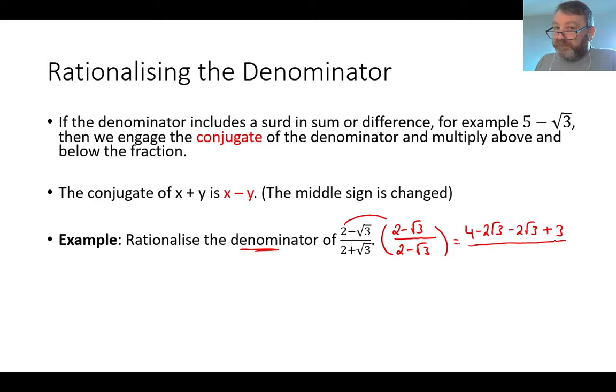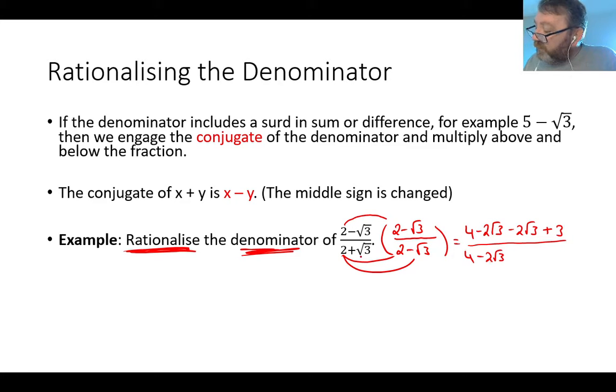Now do your bottom line. And this is where you've got to pay attention, because we want to rationalize the denominator. So we're working, hopefully, to get the bottom number down to a real number, or a rational number. So 2 times 2, 4. 2 times minus root 3, minus 2 root 3. Root 3 times 2, that becomes plus 2 root 3. And finally, plus by minus is minus. Root 3 by root 3 is 3.